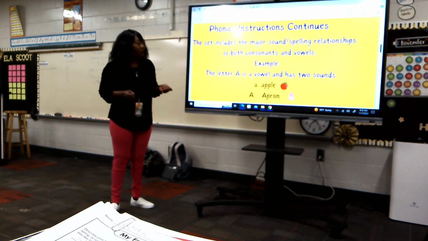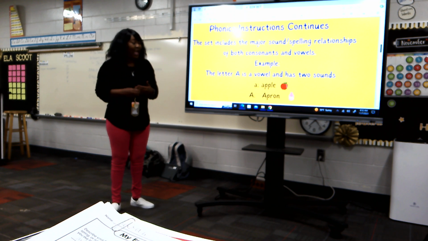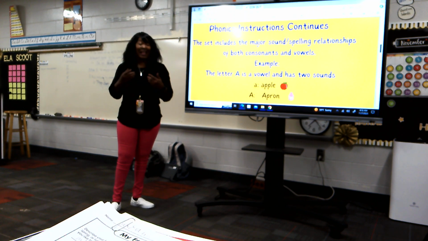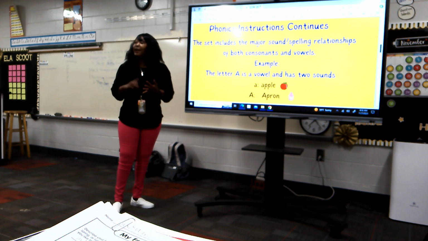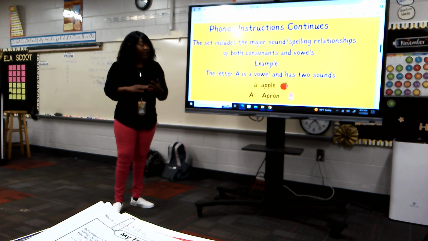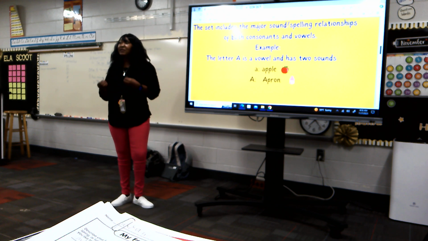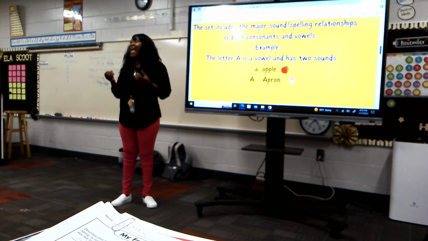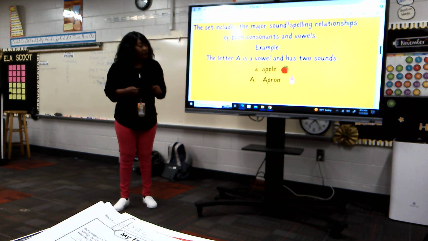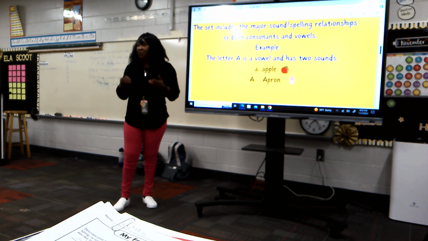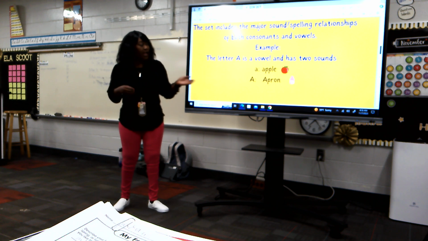And I gave an example because most of our kids do not realize that the letter A has two different sounds, and the letter A is a vowel. So therefore we have a short vowel sound and a long vowel sound. And I gave you all an example. Short vowel sound, we have to teach our kids that it makes the sound ah, as in the word apple. And also the long vowel sound, the vowel just says its name, which is A, as in the word apron.